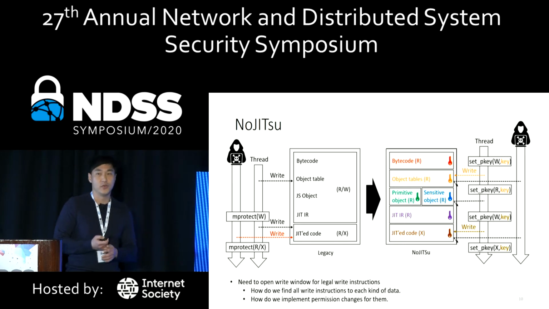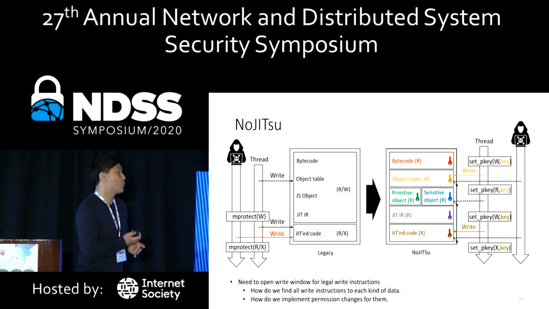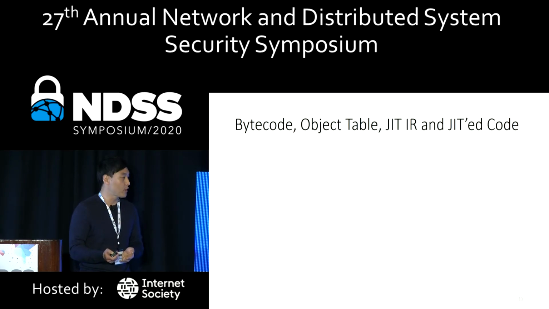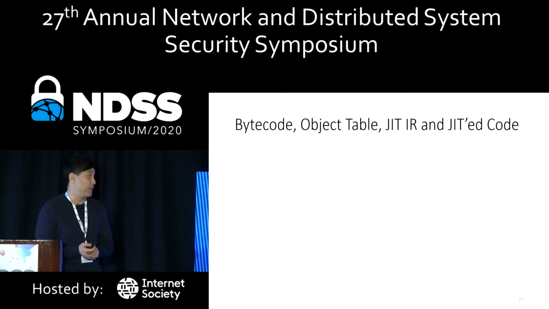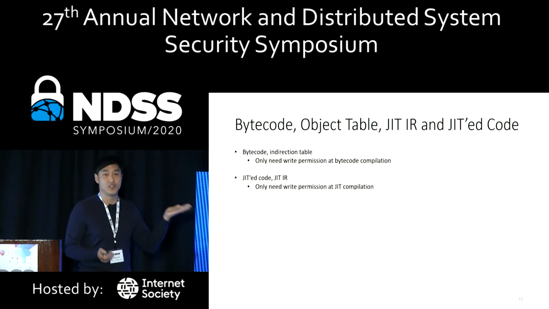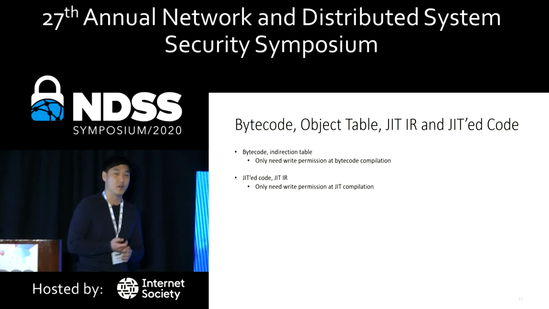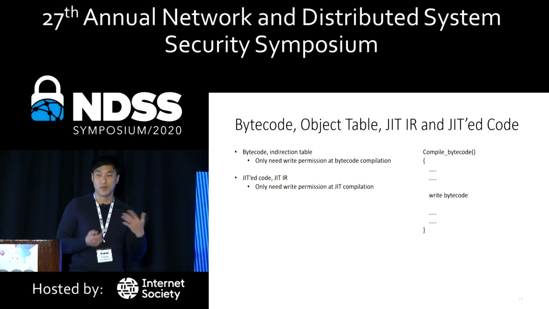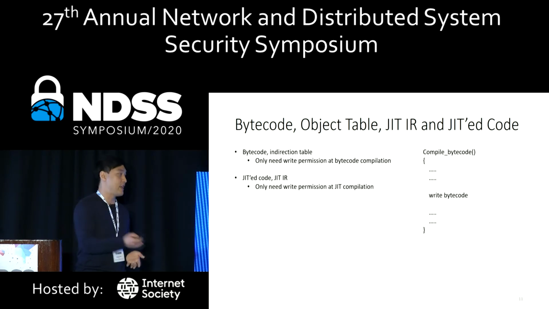But there are challenges we need to tackle. It is required to open the right window for all the right instructions for those data. But finding those right instructions is not trivial. And also, implementing protection changes for those instructions is very difficult. So let's go ahead with the easiest one. We found that the bytecode, object table, IR, and JIT code are only writable during compilation. So we manually find those instructions and implement the protection changes before and after them.